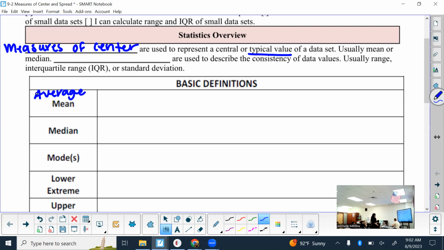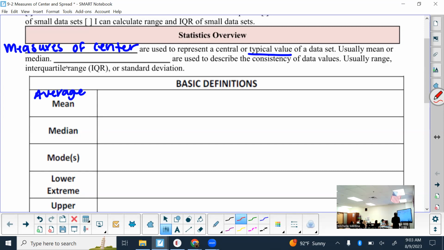Like your batting average, so you typically, number of hits you get in a baseball game, things like that. Or average temperature, things like that. Typical values. So then mean or median, we just mentioned that. So median is another measure of center.